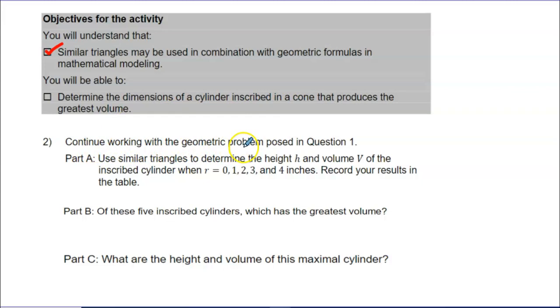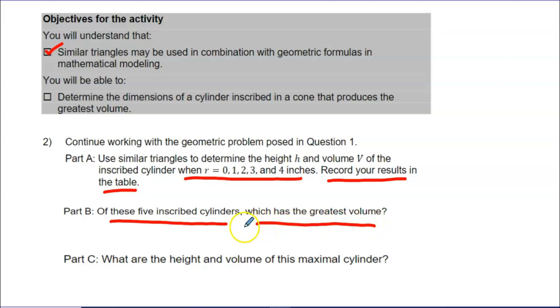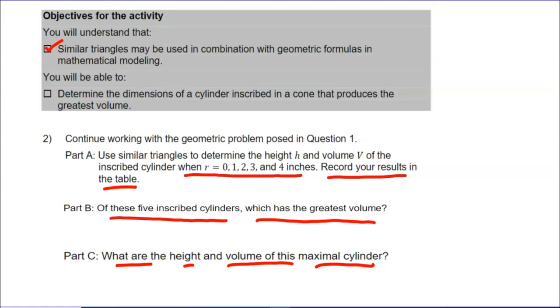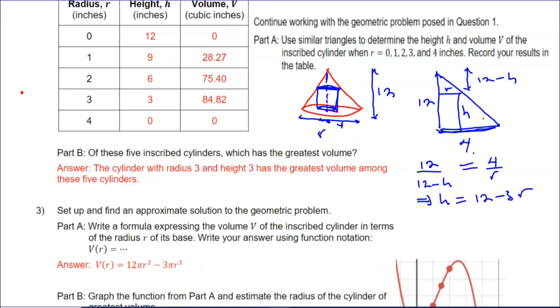Continue working with the geometric problem posed in question 1. A. Use similar triangles to determine the height h and volume of the inscribed cylinder when r equals 0, 1, 2, 3, 4 inches. Record your results in the table. B. Of these 5 inscribed cylinders, which has the greatest volume? And then part C. What are the height and volume of this maximal cylinder? I want you to think about these questions, pause the video, and make an attempt, and then let's look at the solution together.